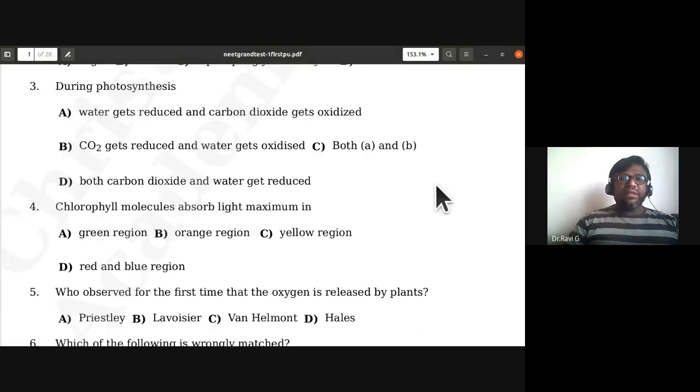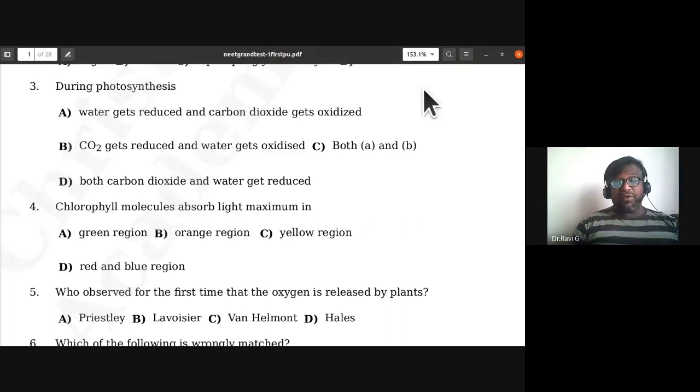The third one, during photosynthesis, water gets reduced and carbon dioxide gets oxidized. So water gets reduced. Reduction reaction, if you're going to remember the definition of it, what is reduction? It can be addition of hydrogen or removal of oxygen. We call it as reduction. I had also told you to remember RIG, rig. Reduction is gain of electrons. So these are the three definitions for reduction.